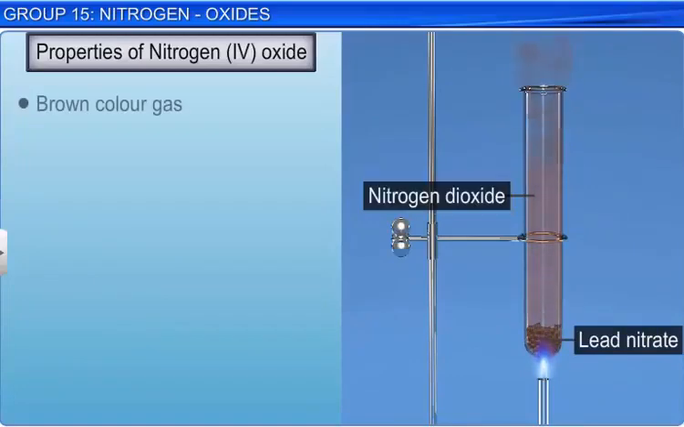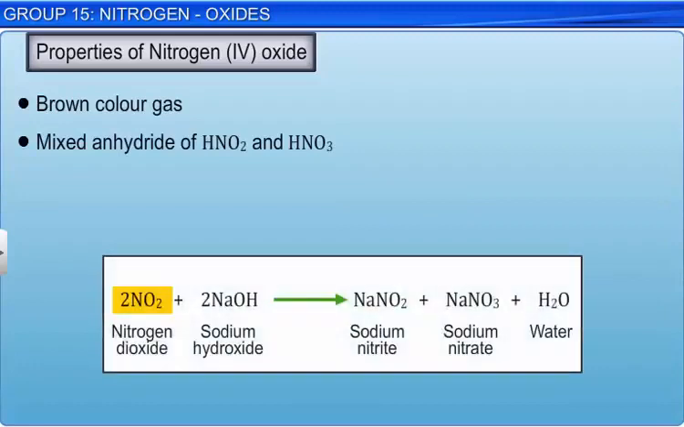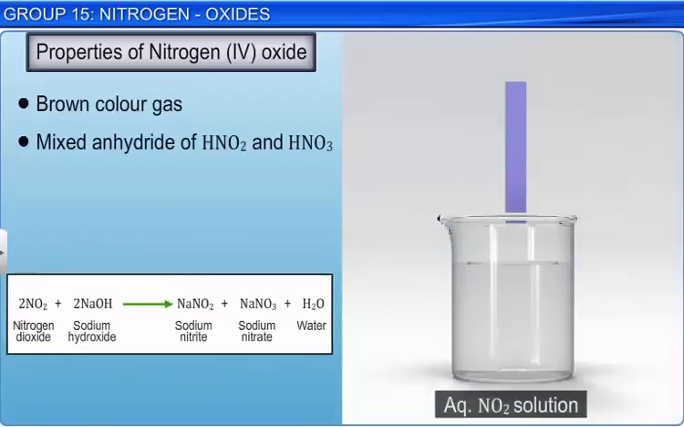Nitrogen dioxide is a brown gas that is a mixed anhydride of nitrous acid and nitric acid. It neutralizes alkalis to form nitrites and nitrates. Hence, it is an acidic oxide.